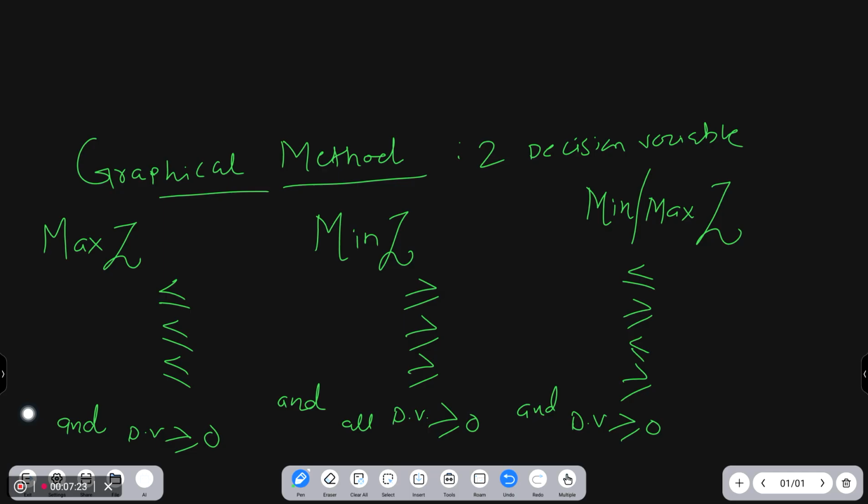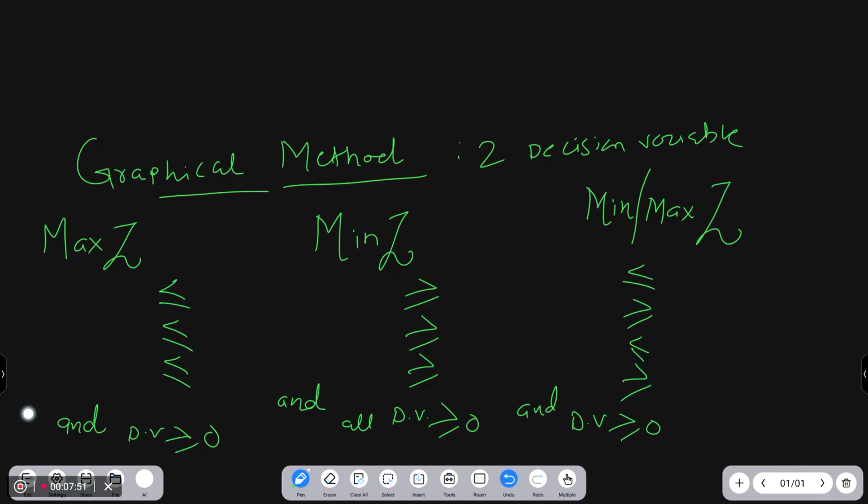Now, these three types of problems in the graphical method can be solved. Fine. Which are they? One is max with constraints of less-than type. The scenario will be different if my function is of min type with constraints greater than; it will be a little bit different. And my objective function can be min or max, and all constraints will be of mixed type.